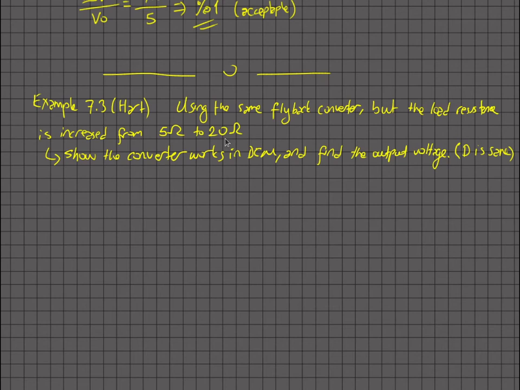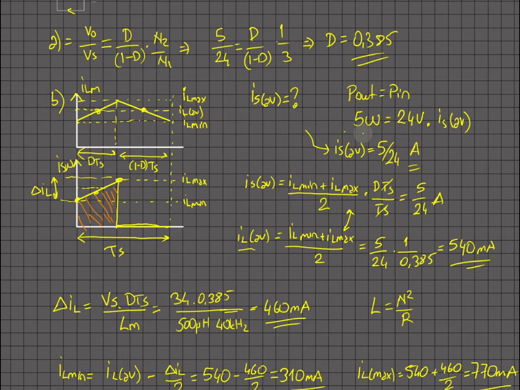And again, if the minimum value of iL reaches 0, then the converter starts working in the discontinuous conduction mode. And the question asks us to show if the converter works in the discontinuous conduction mode, and also find the output voltage. By using this problem, I would like to derive equations and discuss the discontinuous conduction mode. So let's do the calculations, and let me put the waveforms here, and let's see what happens to our output power.